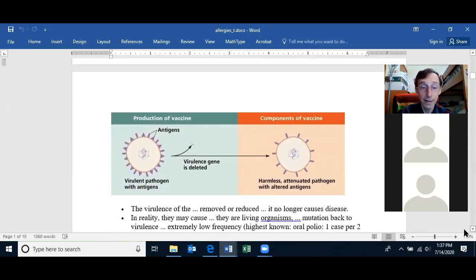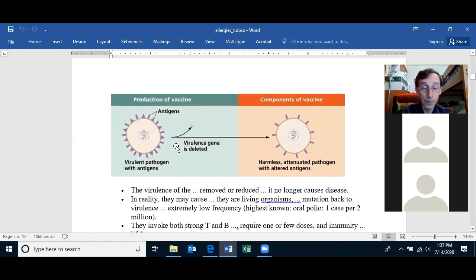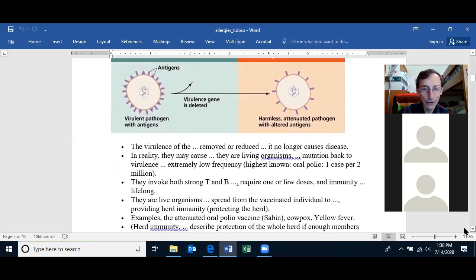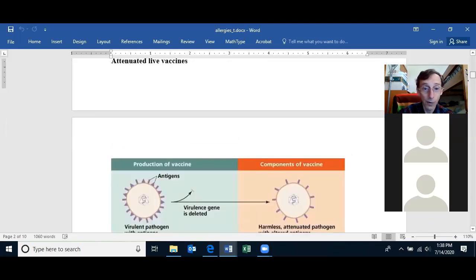An attenuated live vaccine is where the antigens are given to a patient in a vaccine, but the vaccine is alive, meaning the antigens are on a human pathogen which can reproduce in the patient. But the virulence gene of the pathogen has been removed, and so, in theory, this pathogen is harmless. So there's our pathogen, the triangles are the virulence gene, and that comes off. We then have a pathogen which is harmless. It has altered antigens, and it doesn't cause disease, at least not severe disease, in the person who's been immunized.